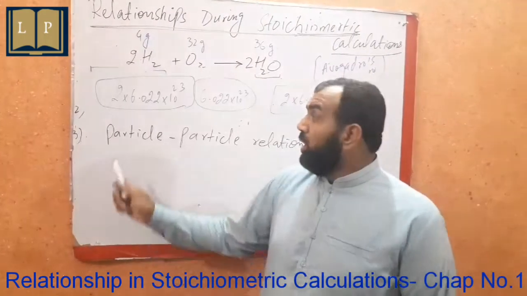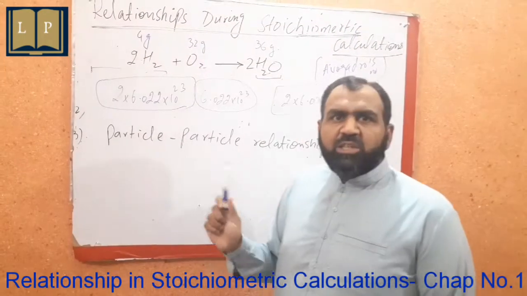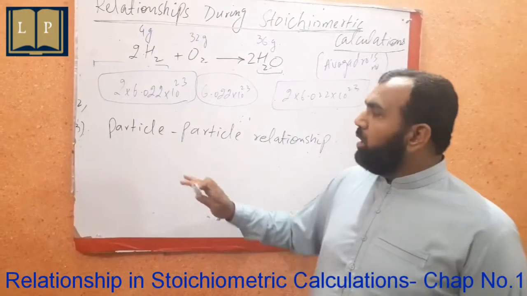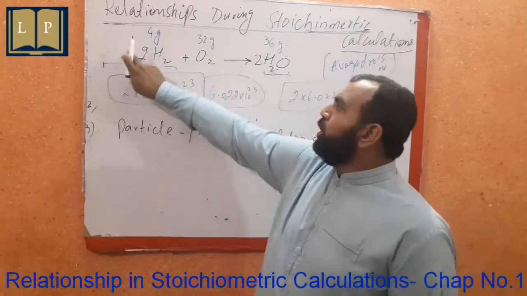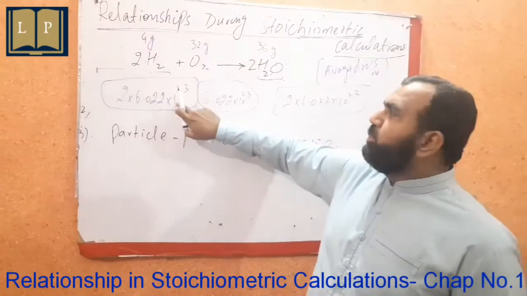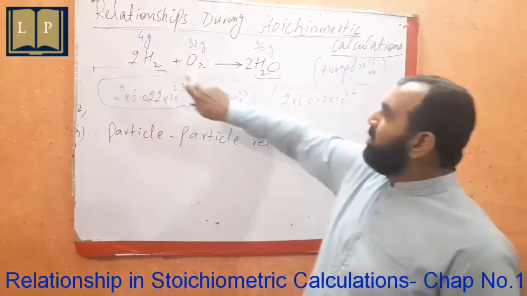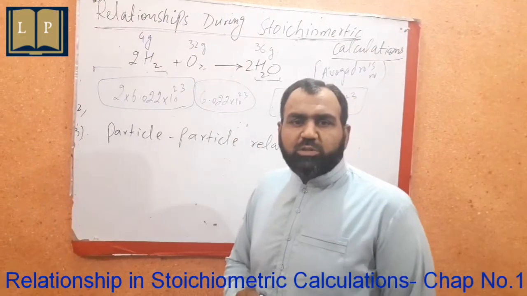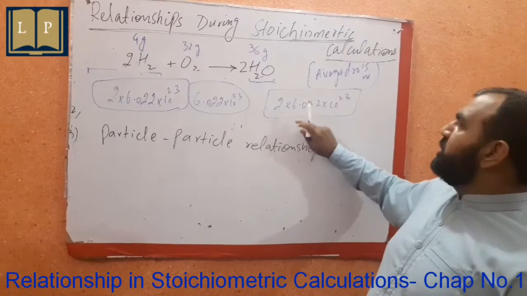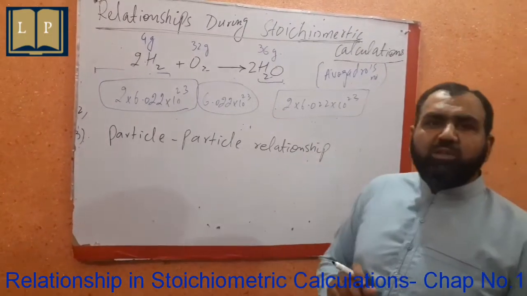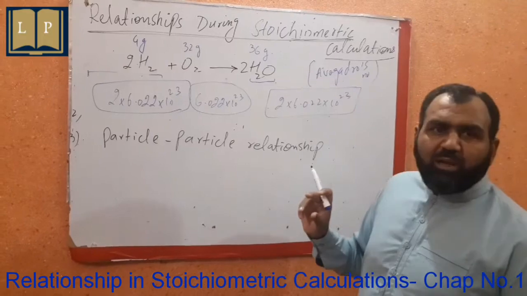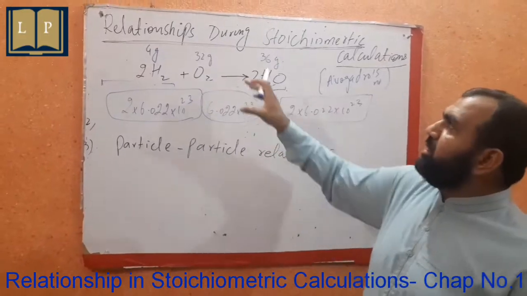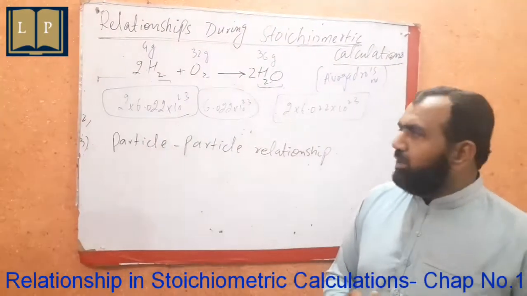So if we narrate the same equation in terms of particle-particle or molecule-molecule relationship, then we can say that 2 × 6.022 × 10^23 molecules of hydrogen react with 6.022 × 10^23 molecules of oxygen to produce 2 × 6.022 × 10^23 molecules of water. So this is the particle-particle relationship. These are the 3 basic relationships that we use during stoichiometric calculations.